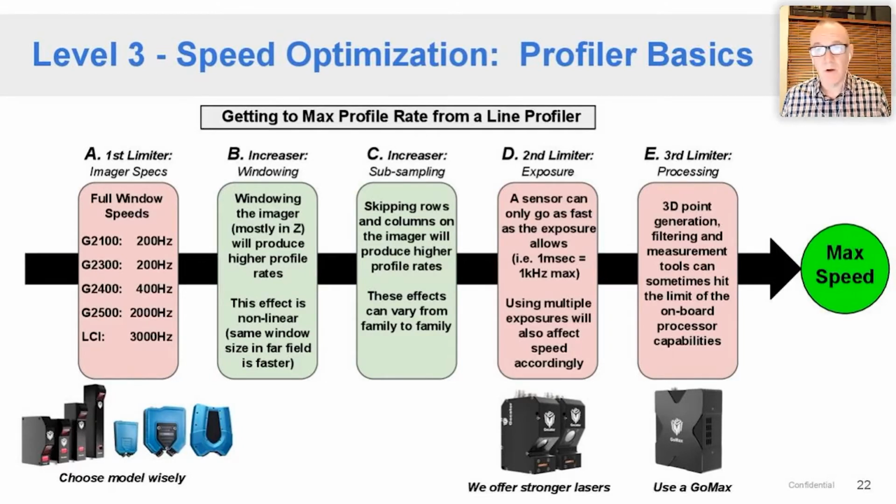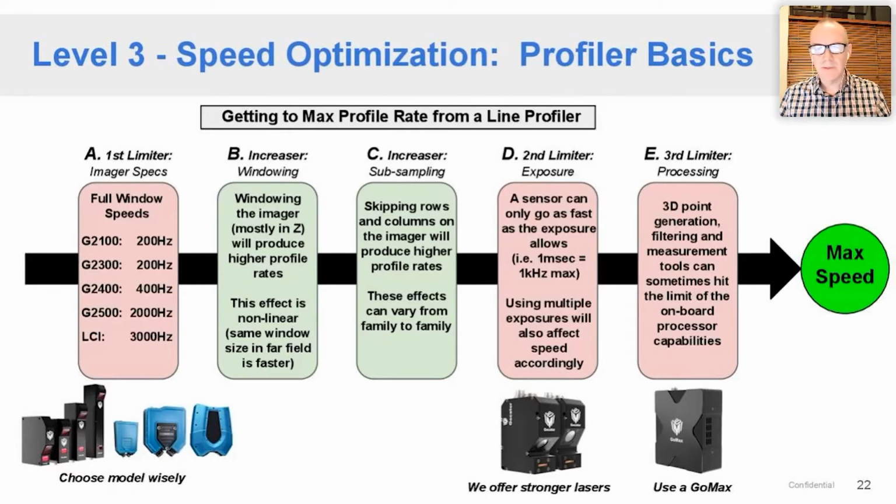Now, Len mentioned the use of multiple exposures. That is often used to get better data, and that does have a cost to it. If you use 2 exposures, that will drop your profile rate in half. So it's one of the things to also consider when you're optimizing for speed. And then finally, the final limiter is processing. So you can scan your object and get as much data as you can, and then depending on your tool set and how you're processing it, you will hit a limit as to how fast you can go.